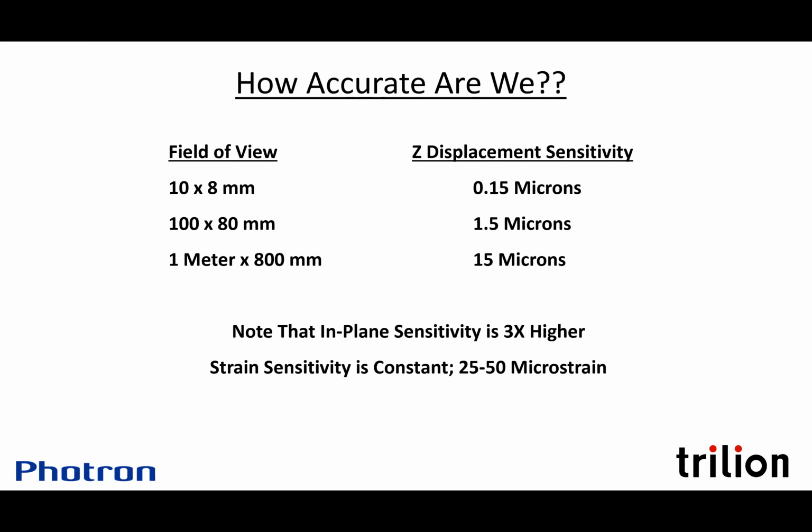How accurate are we? It does depend on the resolution of the cameras. This chart is for 4 to 6 megapixel cameras, which some of the high-speed cameras are. Our displacement accuracy scales with the field of view. Strain sensitivity is constant. It's 25 to 50 microstrain for 4 megapixel cameras. For 1 megapixel high-speed cameras, it's still below 100 microstrain. Not as accurate as strain gauges, but I've got 5,000 of them.